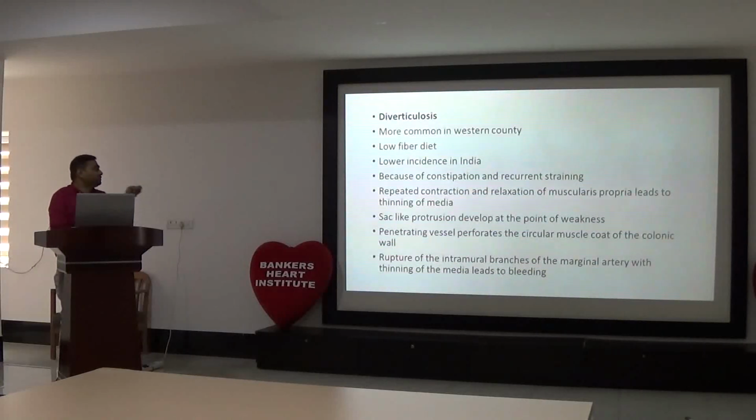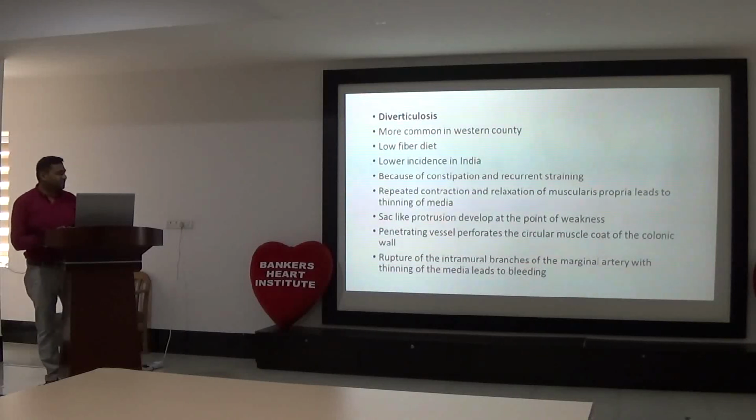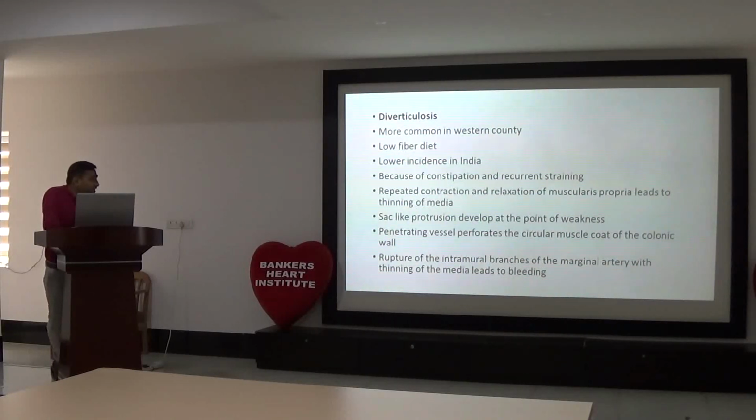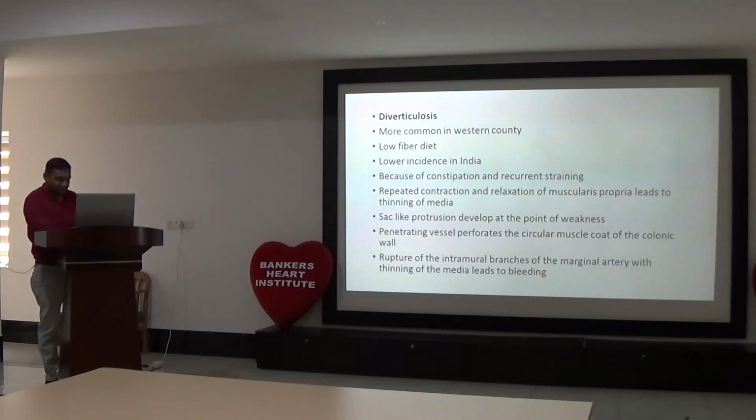Another thing is diverticulosis. This is more common in Western countries compared to India. India has a lower incidence because in Western countries they have a low fiber diet. So they have more constipation and recurrent straining, which leads to repeated contraction and relaxation of the muscularis propria, which ultimately leads to thinning of the media. Because of this, there is a sac-like protrusion from the point of weakness, and at this point the vessel penetrates and perforates the circular muscle coat. So when this vessel ruptures, there is bleeding. Due to constipation or any reason, this vessel might rupture and lead to torrential bleeding.